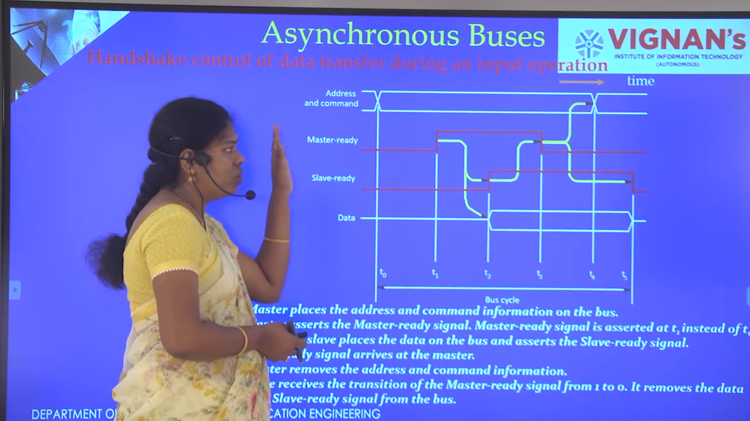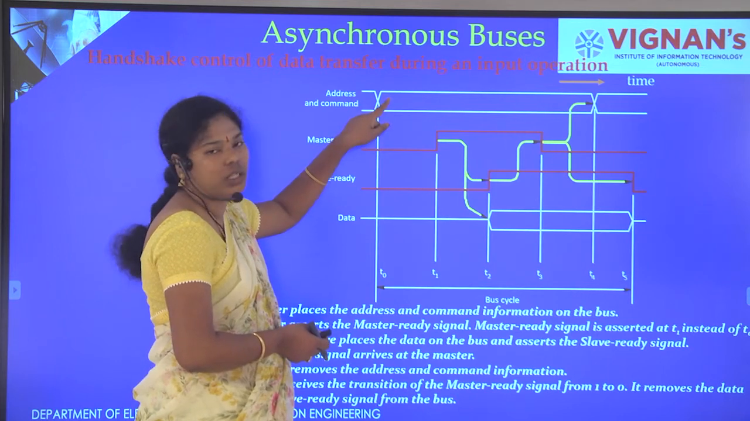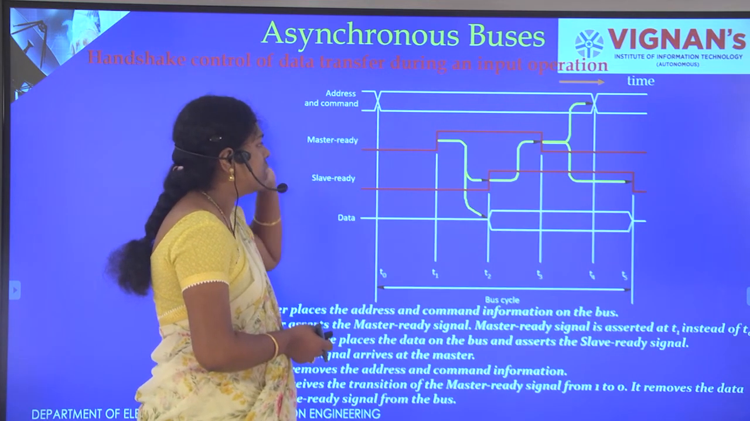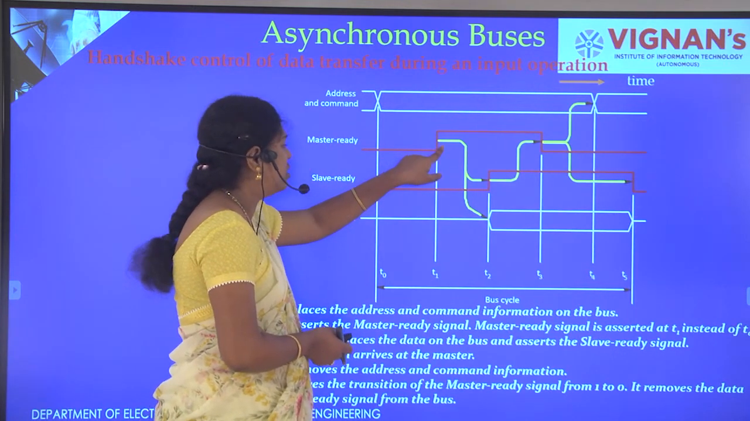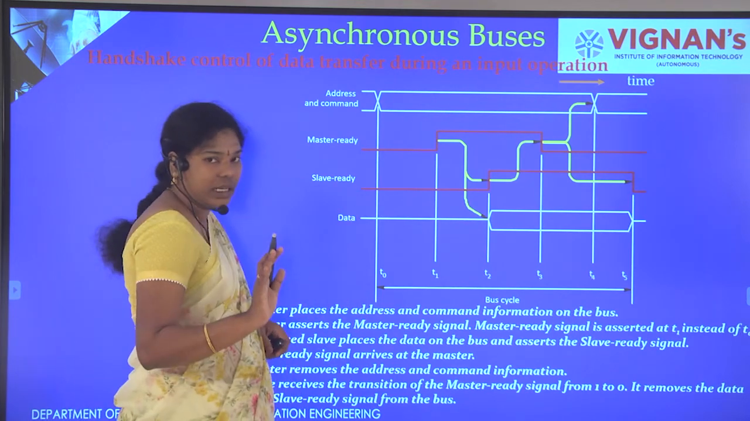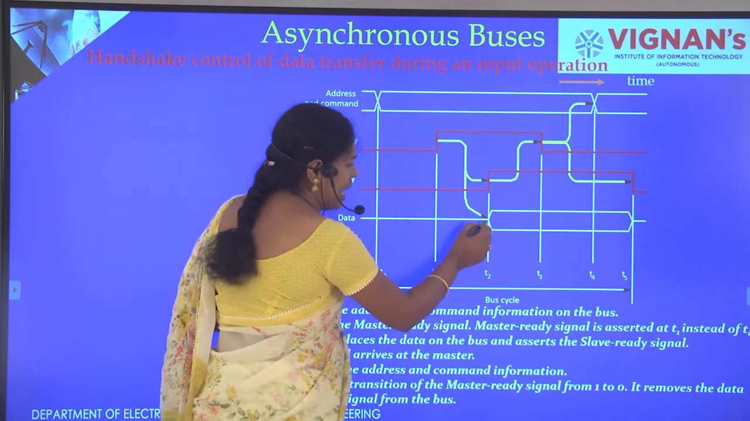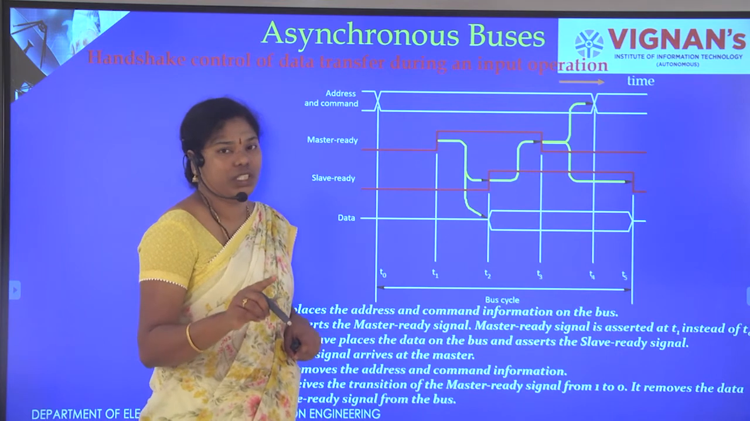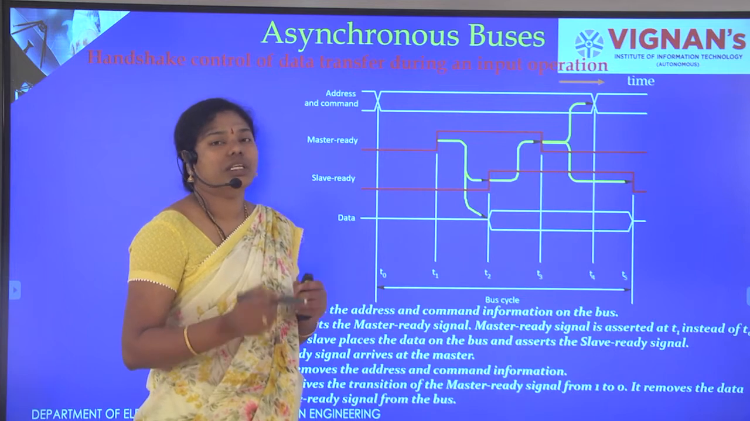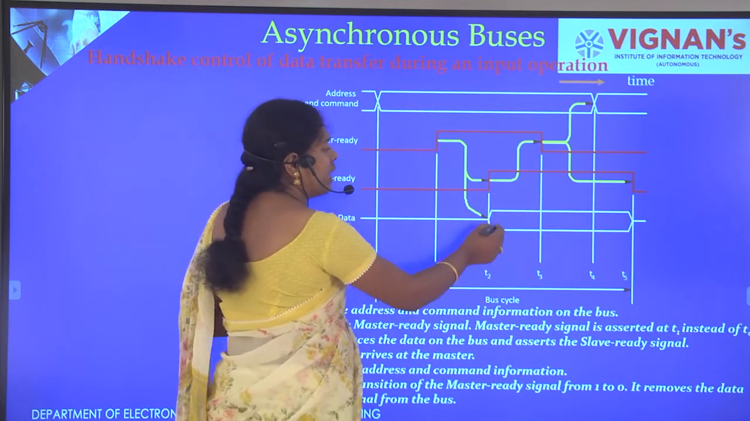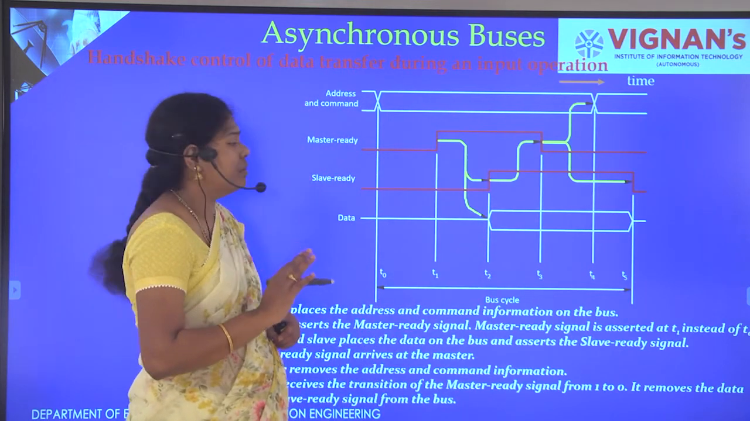Okay, just observe what is happening. In the handshake signal mode, in an asynchronous bus, first the master places address and command on the address bus. Next it asserts the master ready signal. Whenever it receives the master ready signal, if the slave is ready, it indicates by the slave ready signal. At the same time, it places data on the data bus. As it is a read operation, the slave has to place the data. If it is a write operation, the master will place the data.